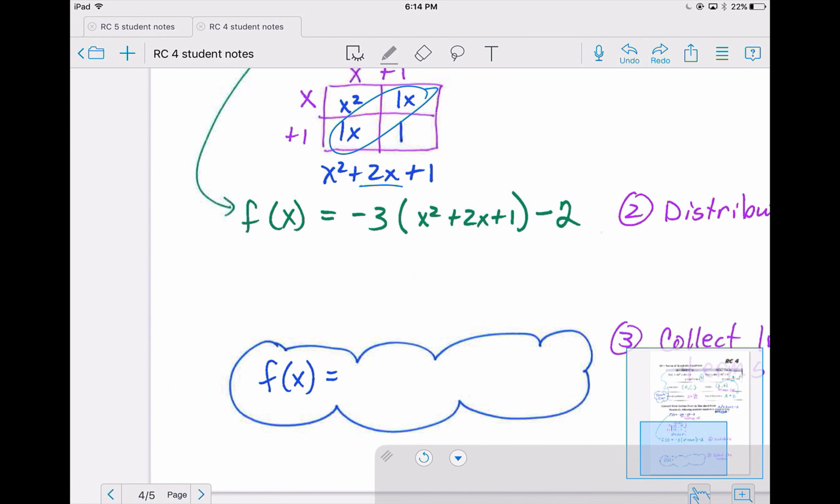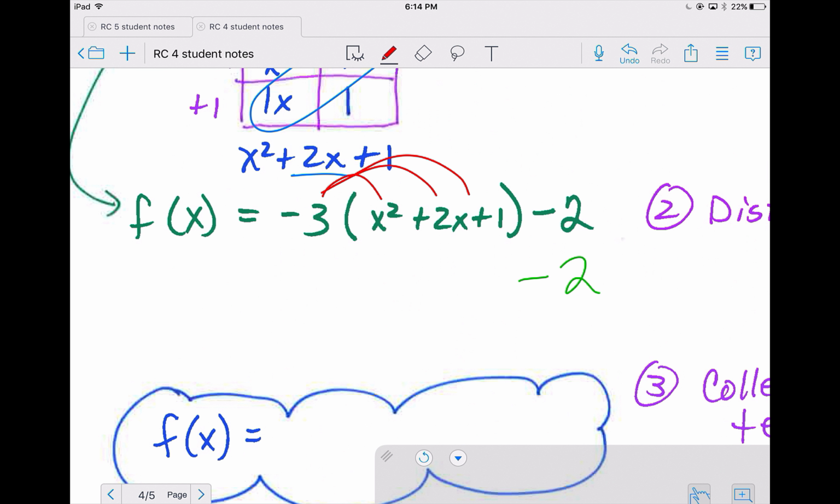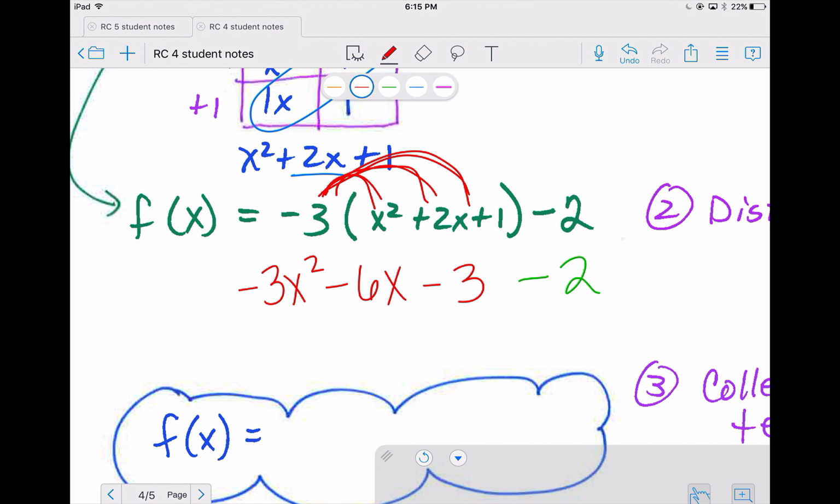So the next thing I'm going to do is distribute -3 times all of these pieces, and the -2 at the end is not being replaced. We're not doing anything with it yet, so I'm going to rewrite it so I don't forget it. So -3 times x squared is -3x squared. -3 times 2x is -6x, and -3 times 1 is -3. So I'm just multiplying all three pieces by -3.